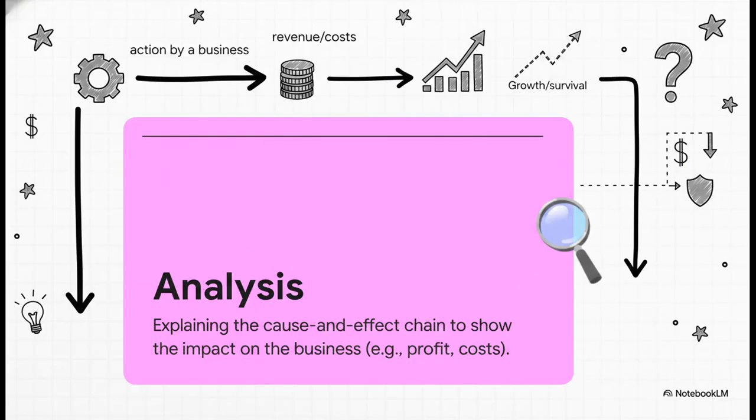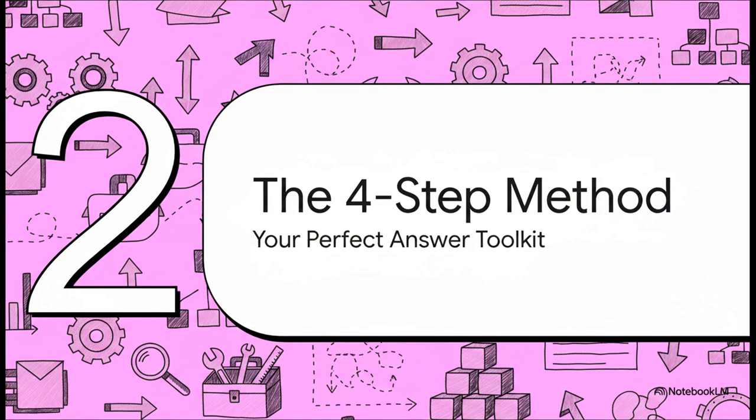So here's the bottom line. Analysis is all about building a chain, a cause and effect chain. It's like connecting the dots for the examiner. You've got to show them step by step how one thing leads to another, and how that second thing ends up having a real measurable impact on the business. Things like profit, costs, or even its ability to survive. Now, I know what you might be thinking. A cause and effect chain sounds complicated, but trust me, it's really not. We've actually boiled it all down to a super simple four-step method. Seriously, think of this as your secret weapon, your toolkit for crafting a perfect answer every single time.